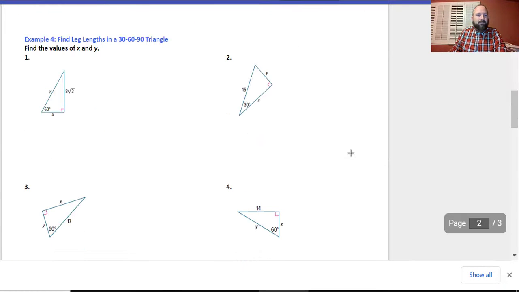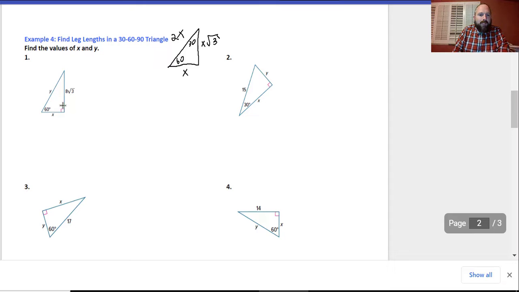Example 1. Find the leg lengths in a 30, 60, 90 triangle. Okay, well, let's just rewrite it. So I'm going to draw it out. I know that this is 2x. If this is 30, this is x. If this is 60, this is going to be x radical 3.